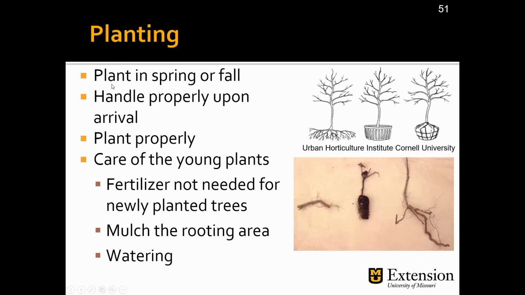So plant in spring and the fall, and usually you want to buy rootstock, and this is what you get. You can get a container grown plant. You can get a bare rootstock, or you can just get a piece of root or stolon for some crops, and this is going to grow into a plant. Some of them, that's how it comes. We're going to talk about how to handle your planting material properly, how to plant it properly, and how to take care of the young plants.